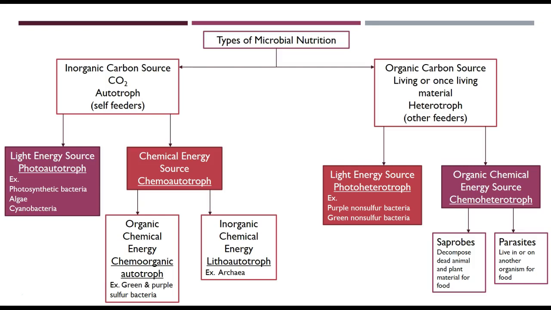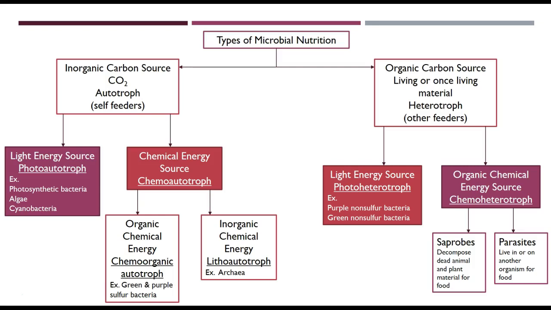If an organism gets its carbon inorganically, like carbon dioxide, this organism is considered an autotroph, which literally translates to self-feeders. They can feed themselves. They make their own food. If an organism gets its carbon from a living or a once living source, we call these heterotrophs, which literally translates to other feeders. They rely on others for food, other living things.